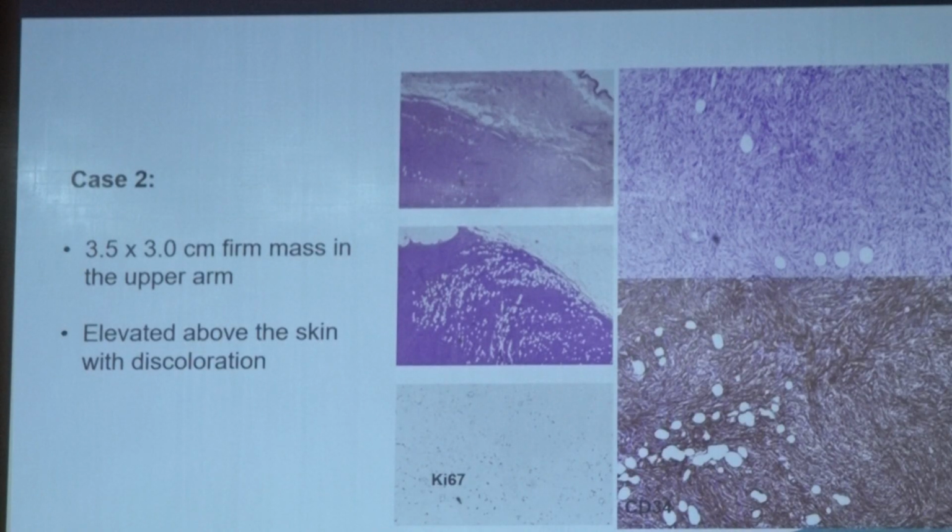We come to case 2, which is a 3.5 centimeter mass in the upper arm, elevated above the skin with discoloration. I would like my pathology friends sitting there on the back to speak out. What do you think looking at the first? Do we have a pointer here? Okay.